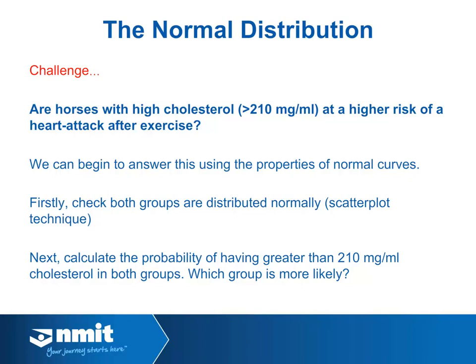In topic 7, we'll see how we can determine if they're statistically significantly different. But at the moment, let's just get probabilities for the two and see if they're different. We do that just using 210 as our value of X. So we'd standardize 210, get a Z value, and get the probability based on that.